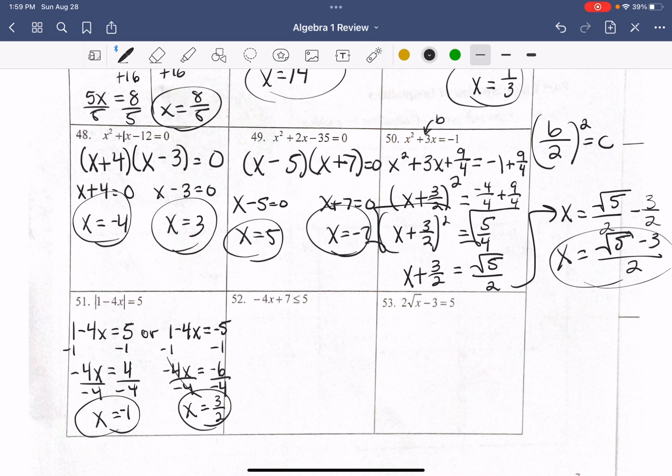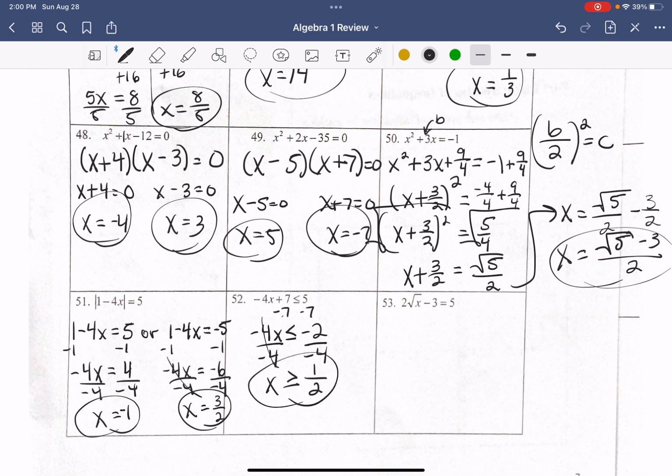For 52, this is a great practice problem. You need to solve this just like a normal equation, but there's just one catch. Whenever you're multiplying or dividing by a negative and you have an inequality, you're going to have to flip the sign. So we've got a negative 4x here, so we know we're going to have to flip the sign eventually. But let's just start out like normal. Negative 4x is less than or equal to negative 2. Then when we divide by negative 4 on both sides, that's when we switch the sign, and we would end up with positive 1/2 there.